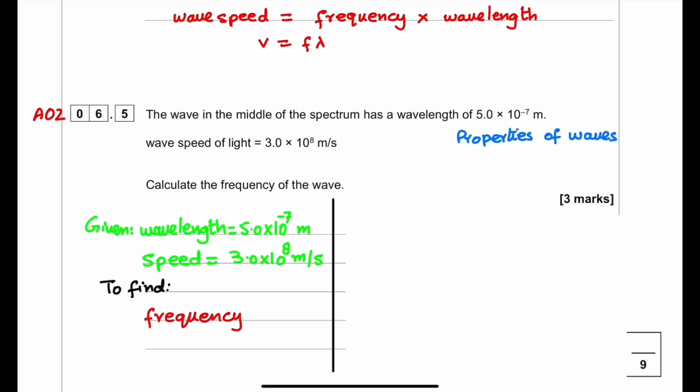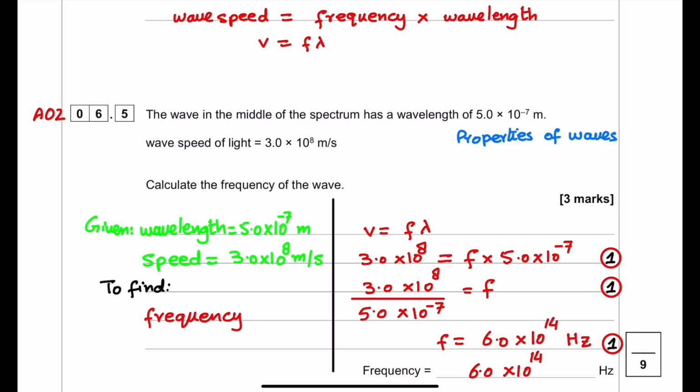In 6.5, we know that V is equal to f times lambda. The wavelength is given, the speed is given, we need to find the frequency. We will use both the values in the above equation and we can find the frequency of the wave. Let's see the model answer.